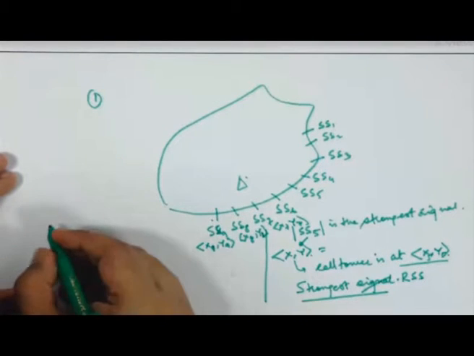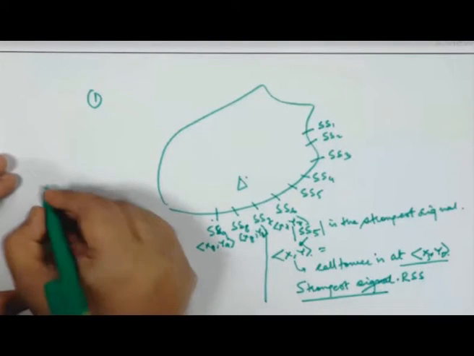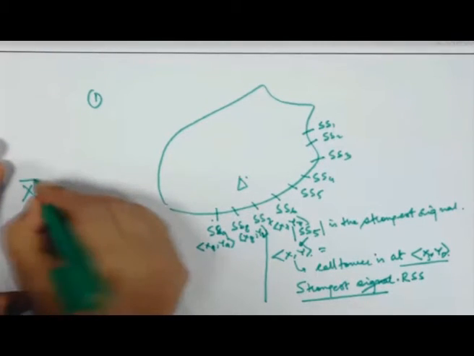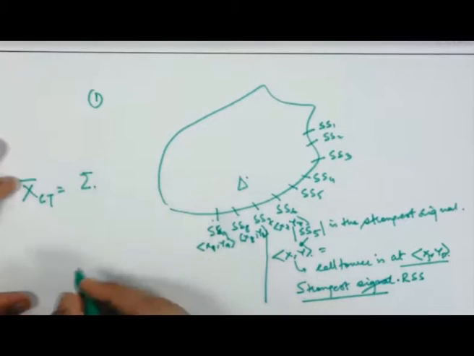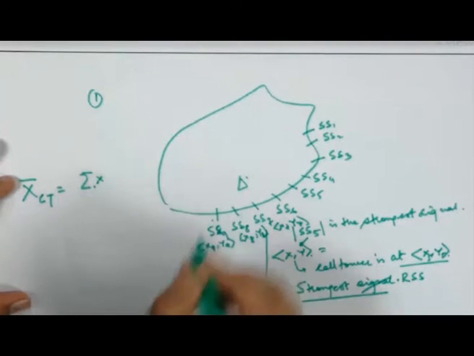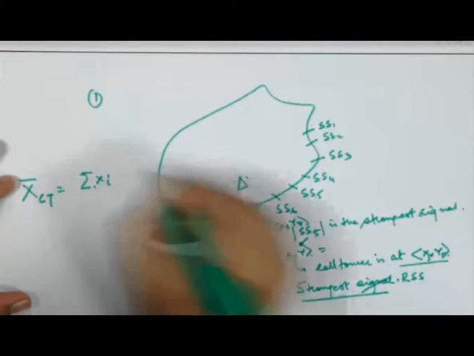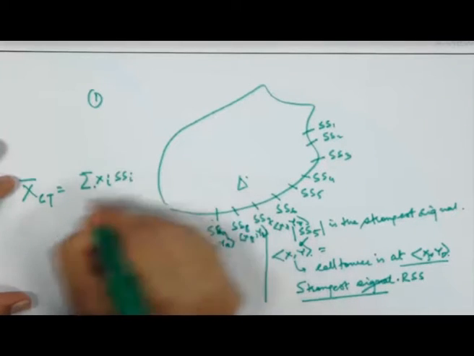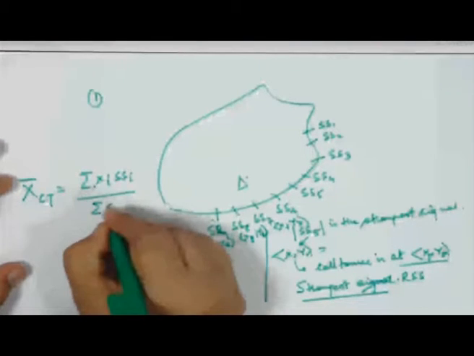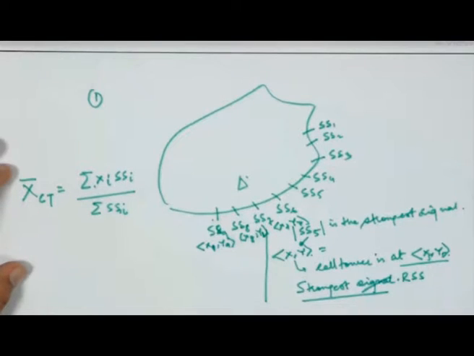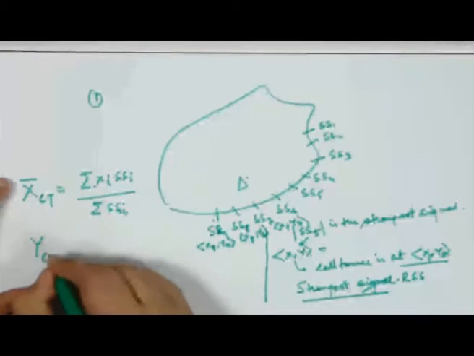So now what we can do, we can think the location X of the cell tower is equal to the summation of Xi SSI divided by the summation of SSI. So what is happening? You are basically doing a weighted summation.